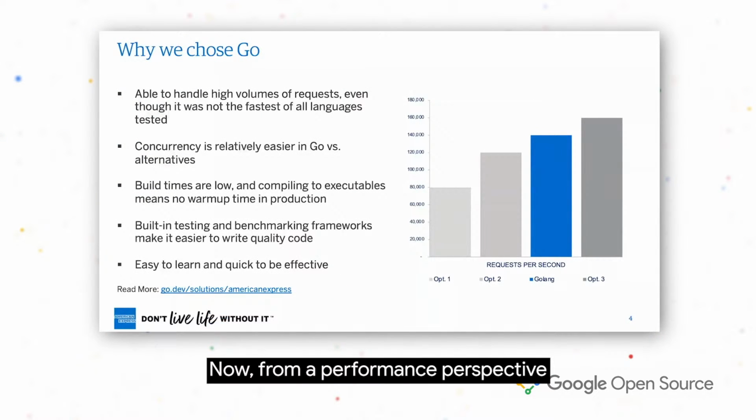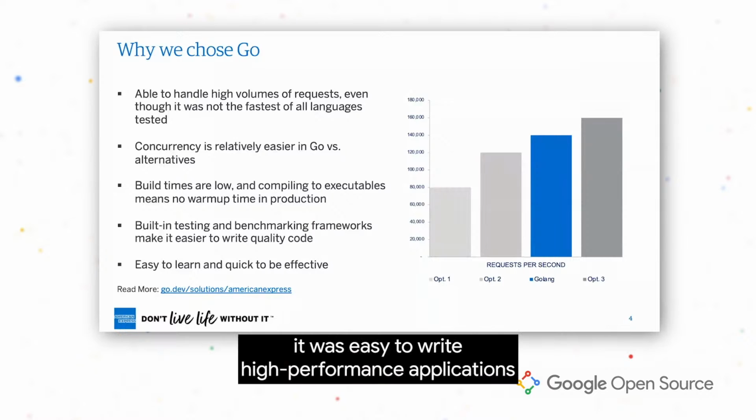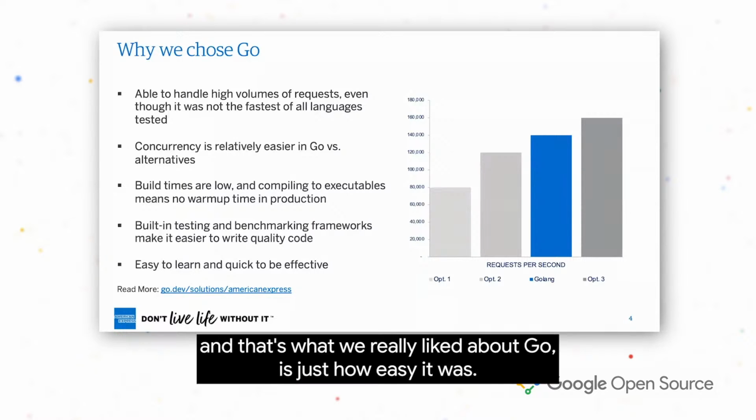Now, from a performance perspective, we liked Go. It was easy to work with. It was easy to write high performance applications. And that's what we really liked about Go, just how easy it was.